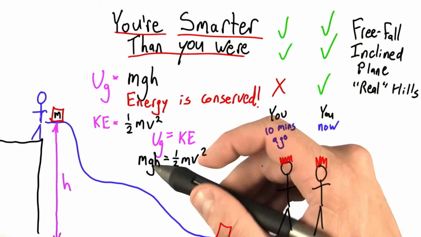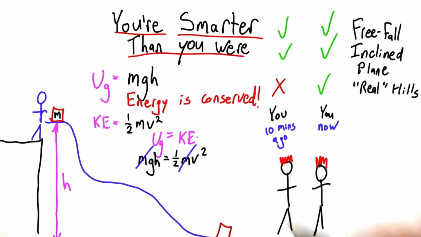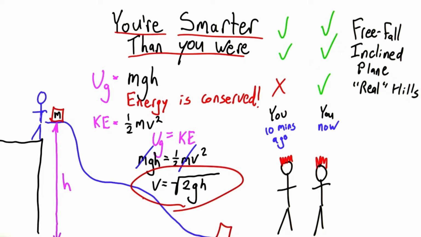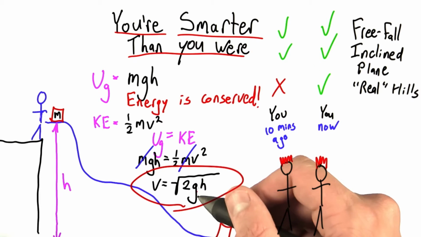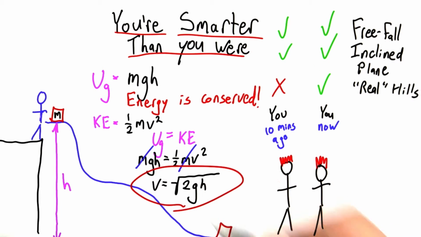And what do you know? The math tells us the mass of the block doesn't matter. We can solve this equation for v to get this wonderful answer. The velocity of this block at the bottom will be the square root of 2 times g times h.